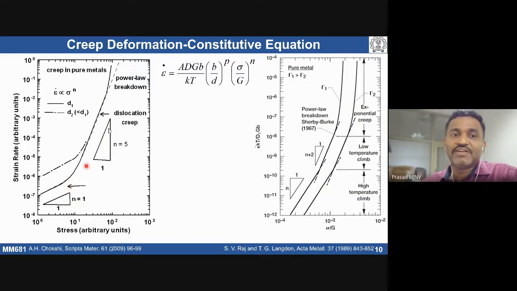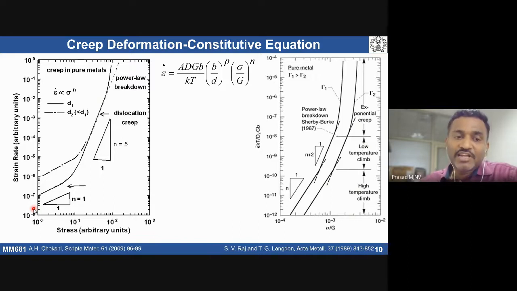At high temperature, typically we do see n is equal to 1, which means Newtonian flow, and n is equal to 5, which means a non-Newtonian kind of flow. So this is dislocation creep, and this is something related to diffusion creep, or it can also be Harper-Dorn creep.